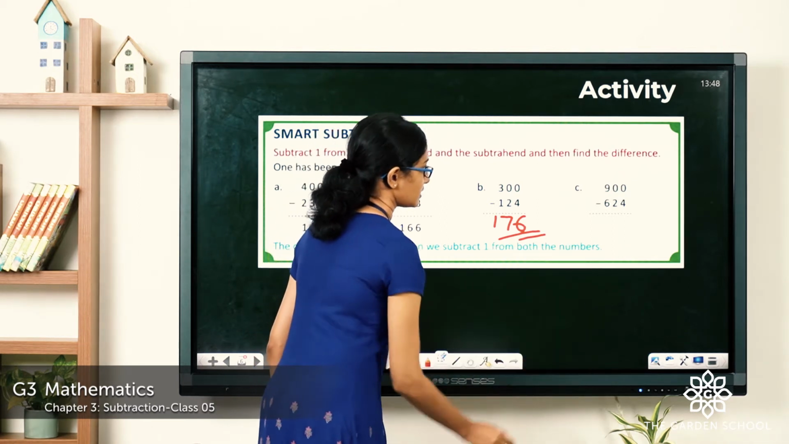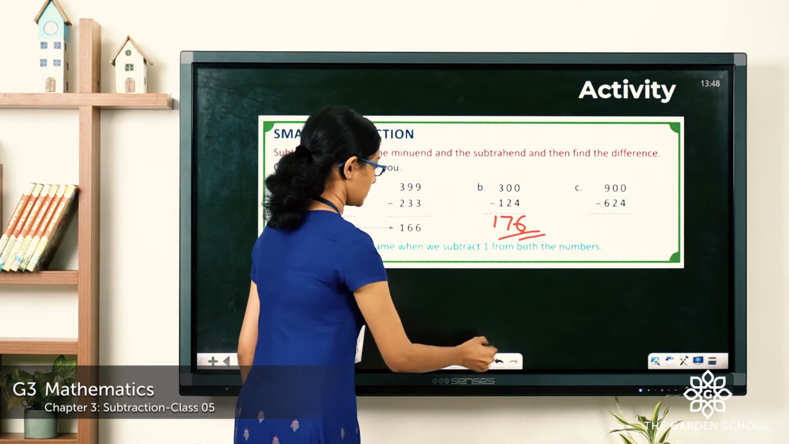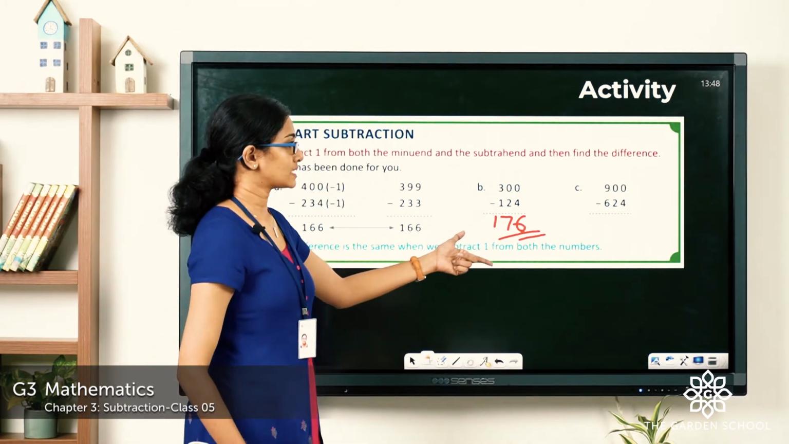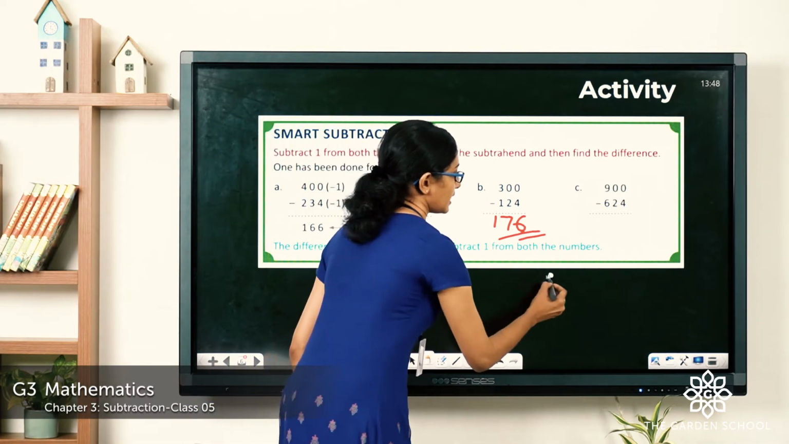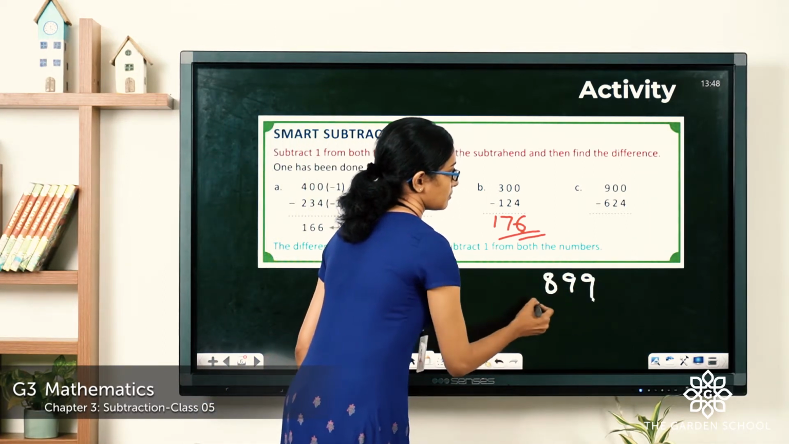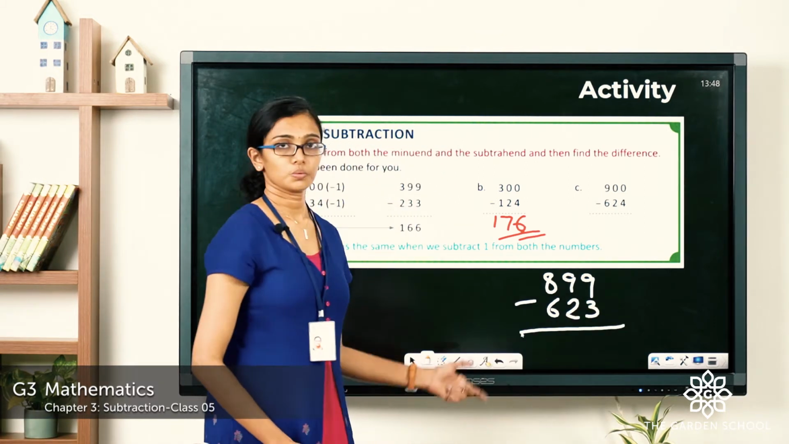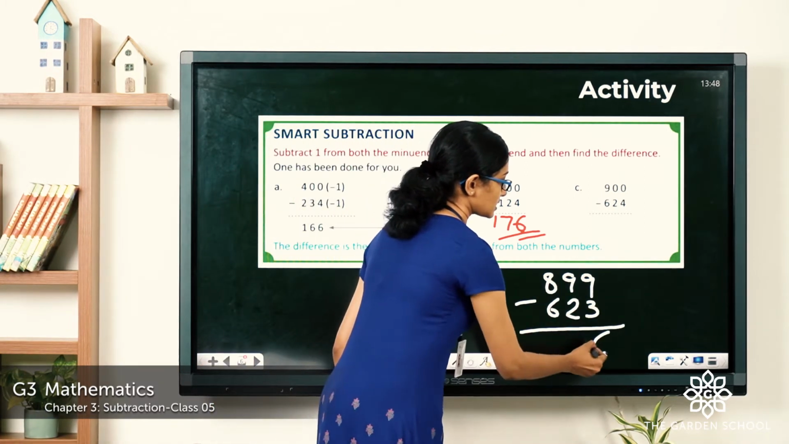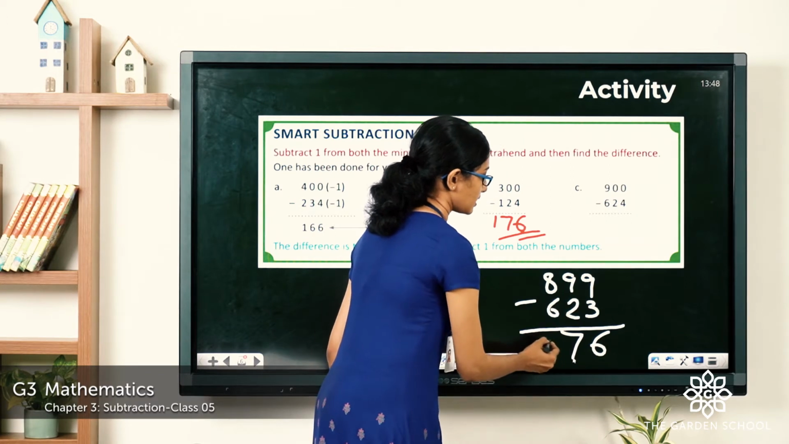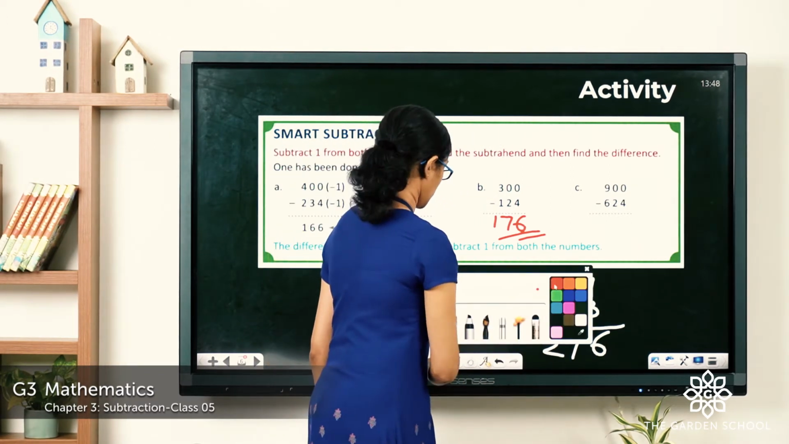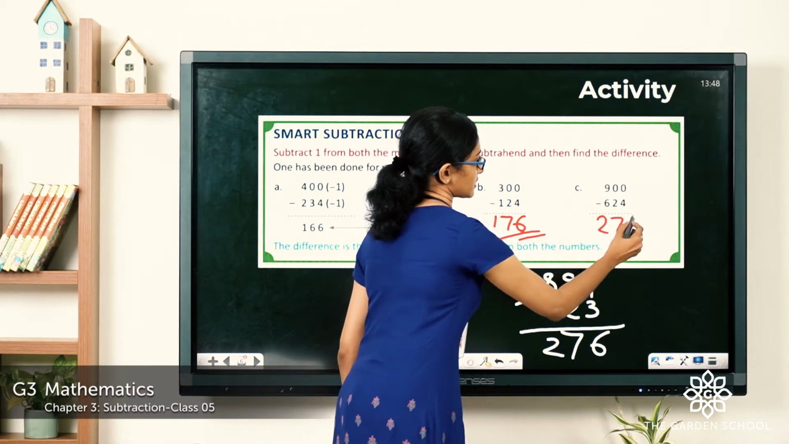Now what about the next question? It's 900 minus 624. Let's subtract 1 from both minuend as well as the subtrahend. So we get 899 minus 623. So what is the difference? 9 minus 3 is 6, 9 minus 2 is 7, 8 minus 6 is 2. So the difference is 276.